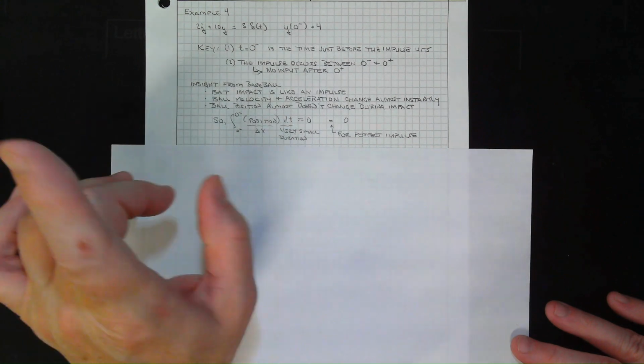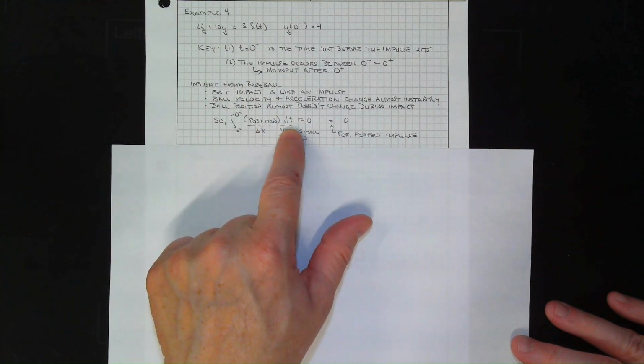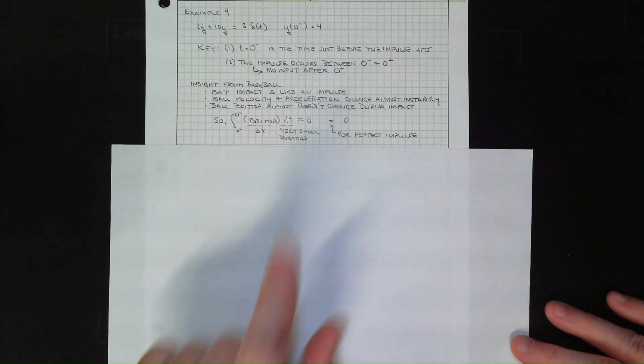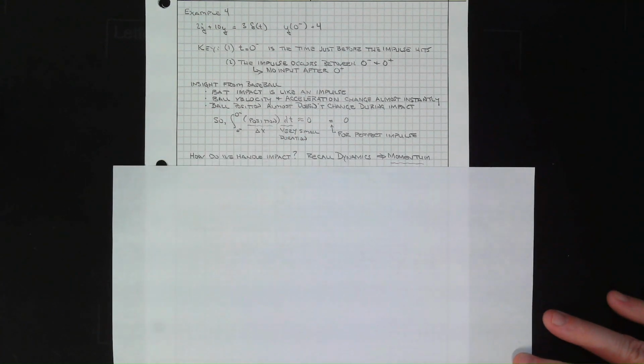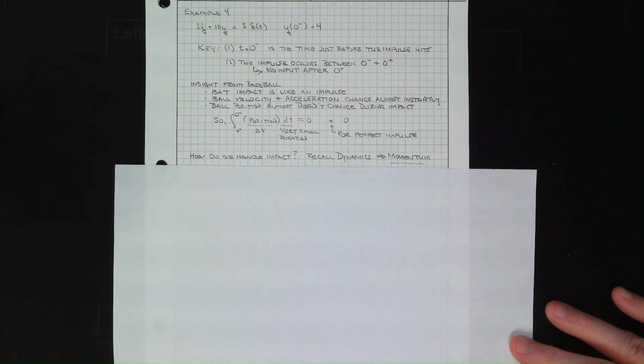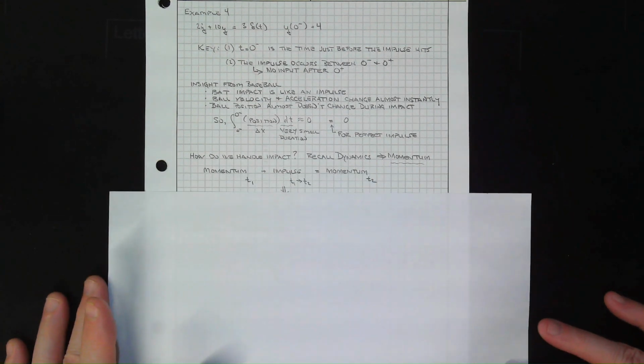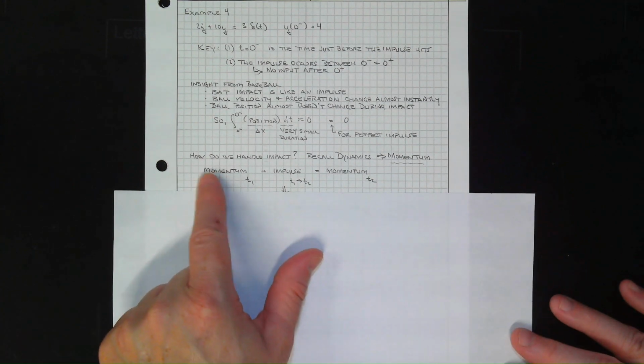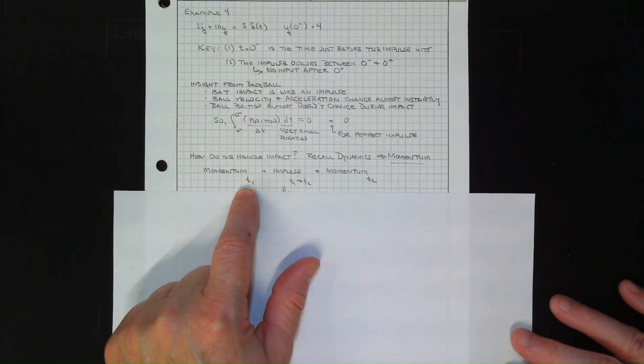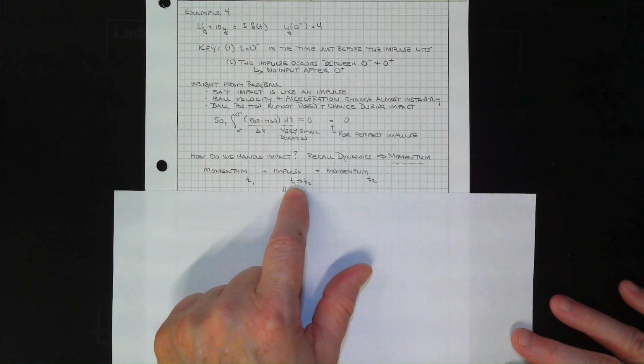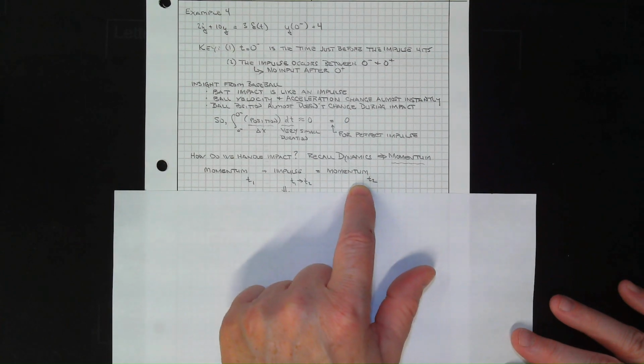So this is the insight. If we integrate position, we get 0. That's what you've got to come away with here. That's the important point. So how do we handle impact? Well, if you recall dynamics, you use momentum. So that's what we do here. You have some amount of momentum coming in, picture baseball. An impulse is applied by the bat, and that gives you the new momentum as it comes off the bat.